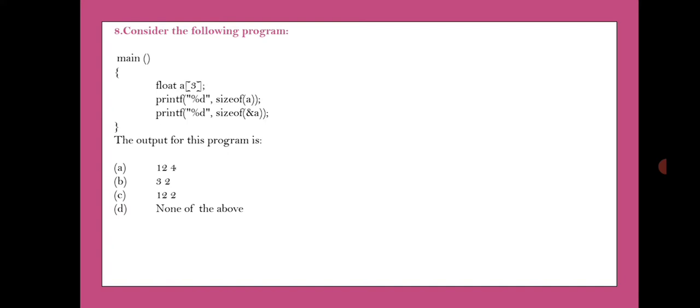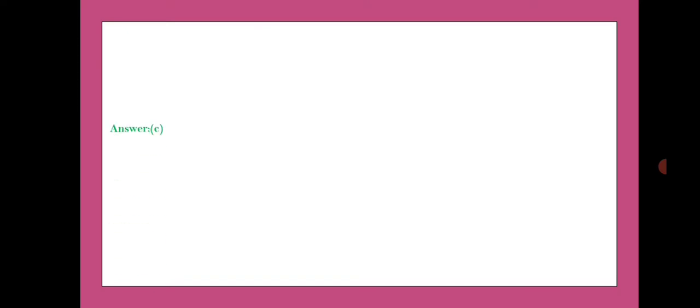So a has 3 into 4 bytes, that is 12. Hence it has to print 12 and 2. So the answer is C.